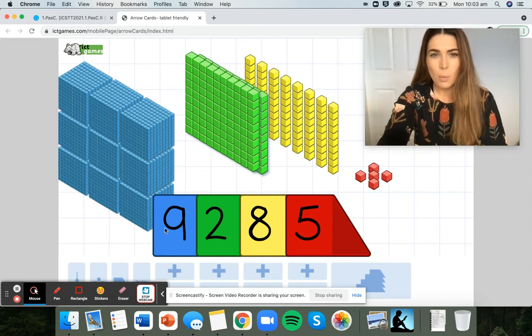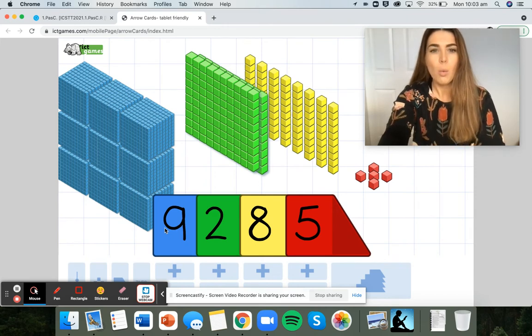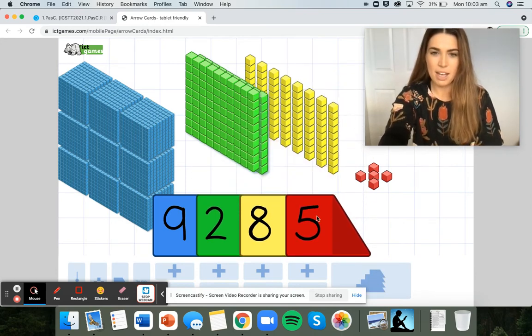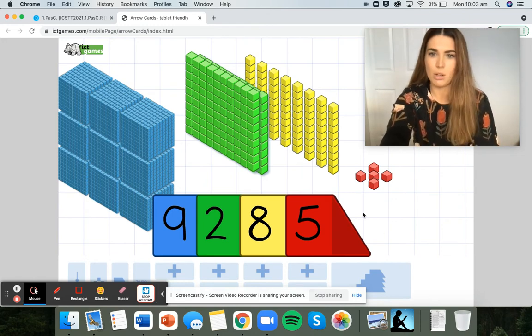And lastly, if I ask you the question, I wonder if you can be really clever and call it out wherever you are. What does the 9 represent? In the number 9,285, what does the 9 represent? Is he just 9? He's 9,000. The zeros were just being covered up by the other parts of the number. But if it's sitting over here in the thousands column, you can picture there's actually a 0 in each of these spots. And you can see that because when we build this number, we've got 9,000 blocks.